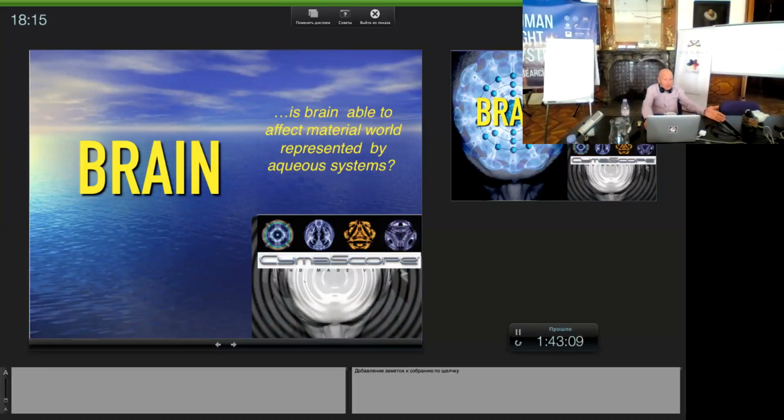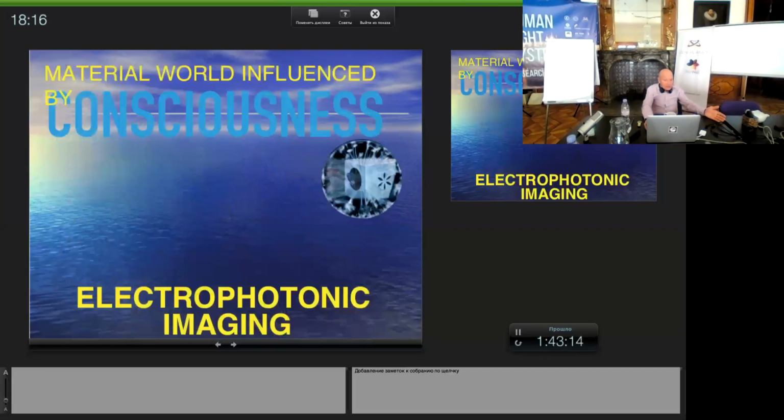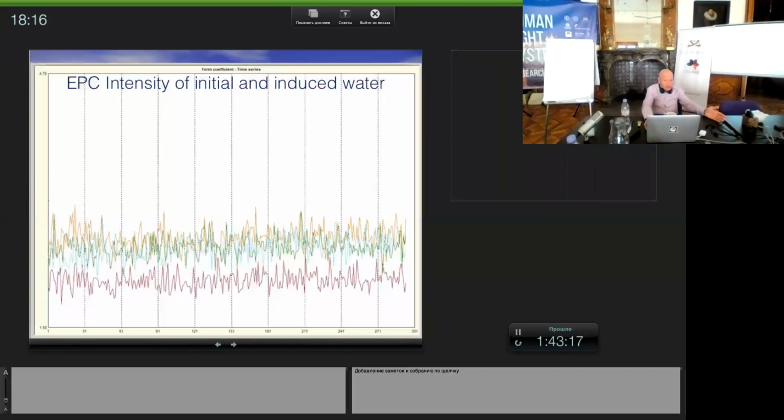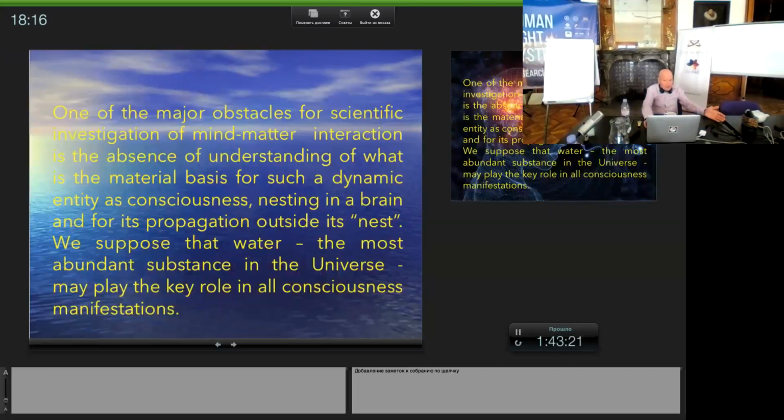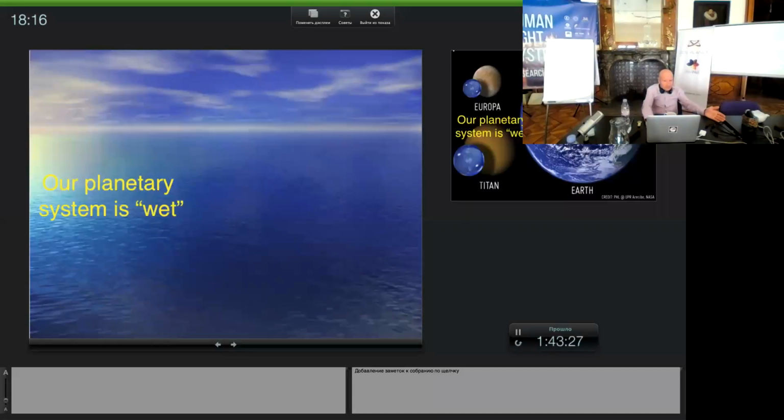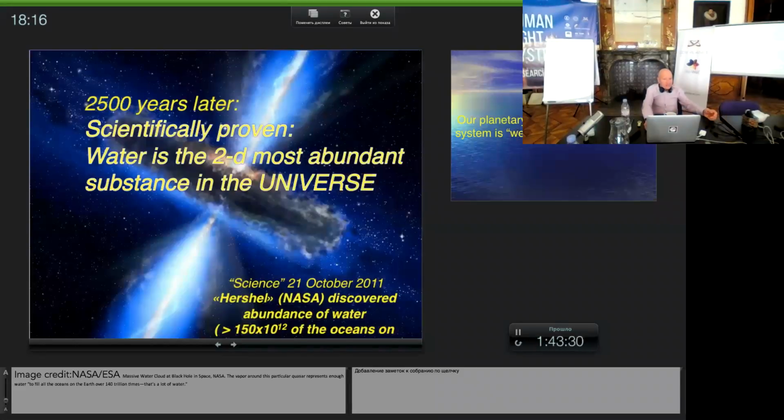So the brain, and the question, of course, is whether the brain is able to affect the material world. And we know that in electrophotonic imaging, we have a lot of data, a lot of experiments of this kind. We have quantum field theory, but at the same time, now it is proven that water is the second most abundant substance in the universe. First is helium. Second is water. It's not hydrogen, as was considered before, but water. And it was officially discovered in 2011.